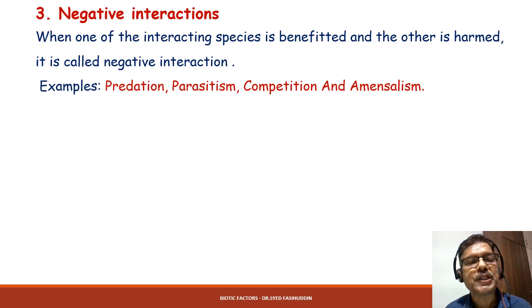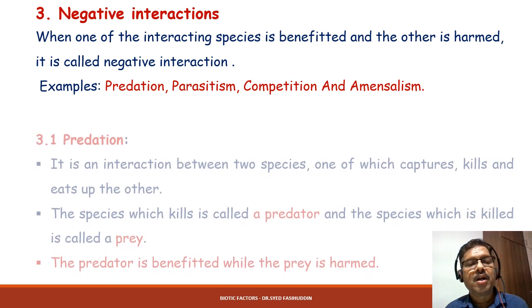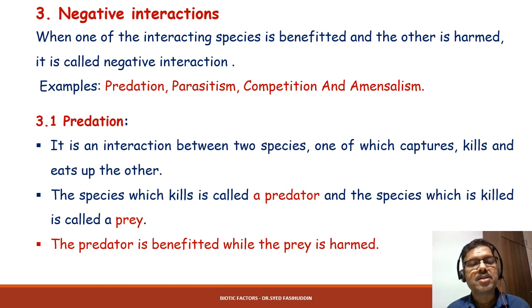Now, negative interactions. When one of the interacting species is benefited and the other is harmed, it is called negative interaction. The first example is predation. It is an interaction between two species, one of which captures, kills, and eats up the other. The species which kills is called a predator, and the species which is killed is called a prey. The predator is benefited while the prey is harmed.